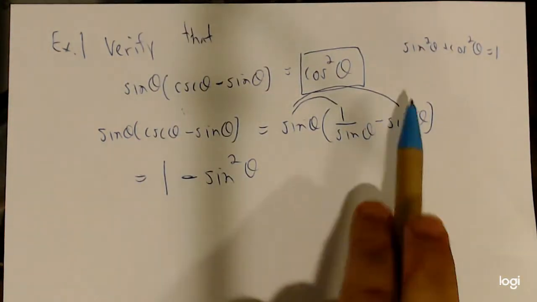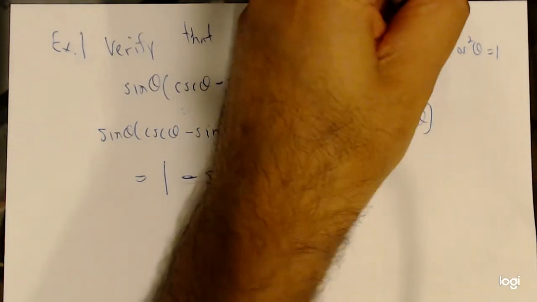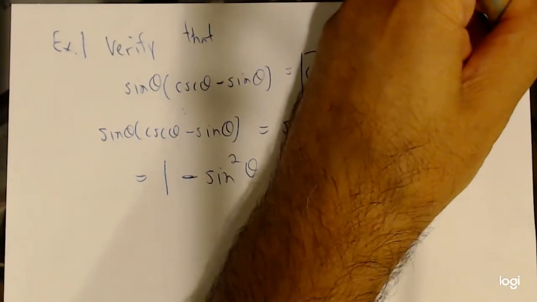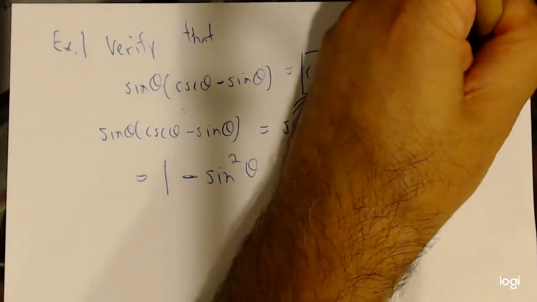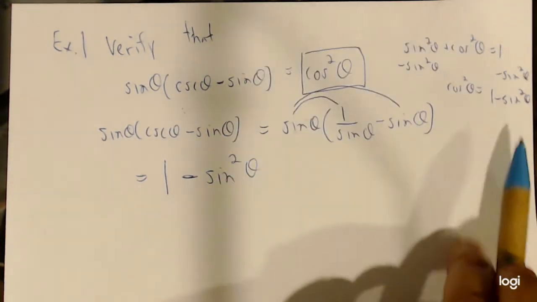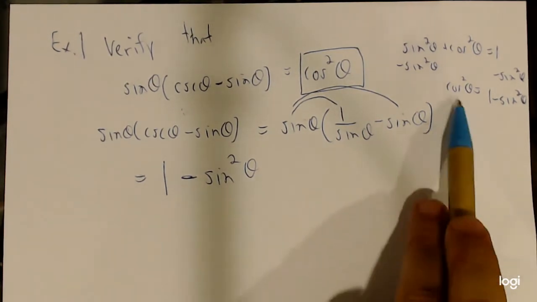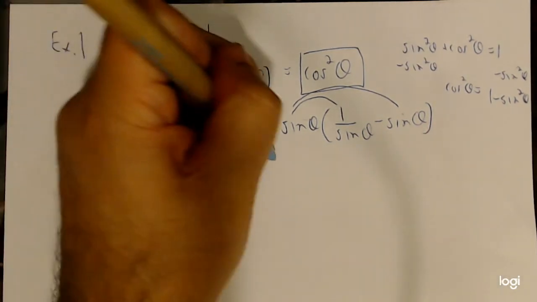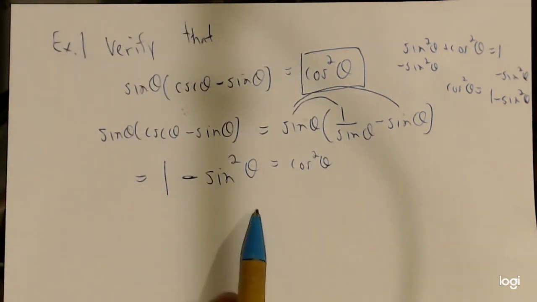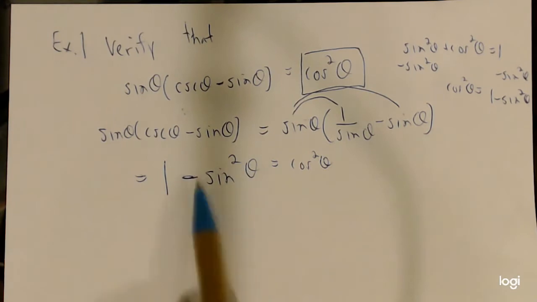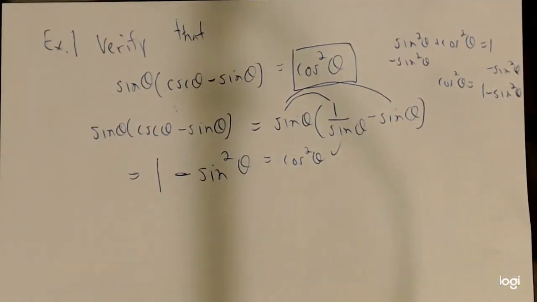And sure enough, look at how nice this is. If I subtract sine squared theta from both sides, what do I get? I get cosine squared theta is equal to 1 minus sine squared theta. Now look, 1 minus sine squared, 1 minus sine squared. So from the Pythagorean identity, 1 minus sine squared is the same thing as cosine squared theta. And notice how I started with this side and I showed that it's the same as that side. So the proof is done. I just proved it. Okay?